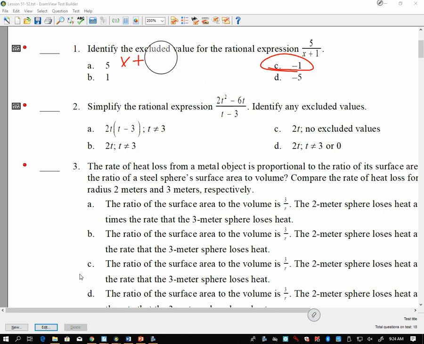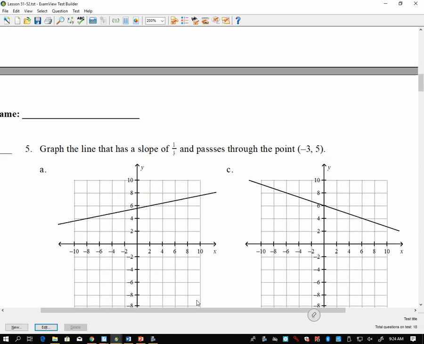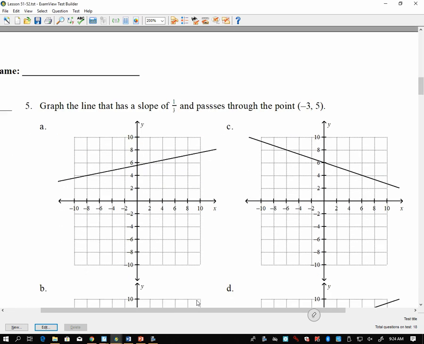All right. Let's see. I want to skip 2 for a second. And I want to find a question. Okay. I want to look at number 5 because 5 has a slope and has a point. Okay? I'm not concerned about the graphs at this point. I want to know that we can use the formula, right?